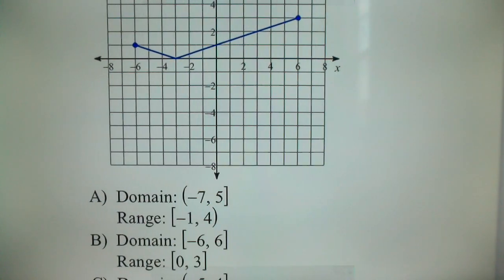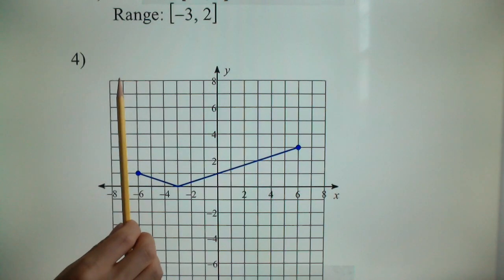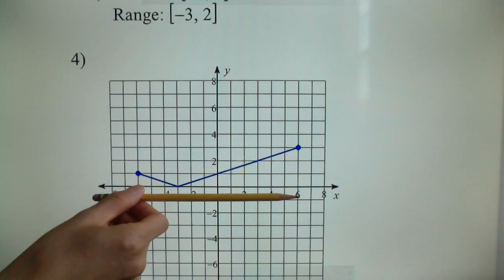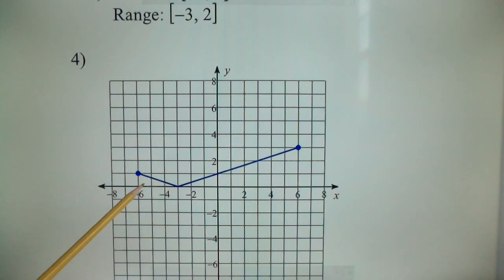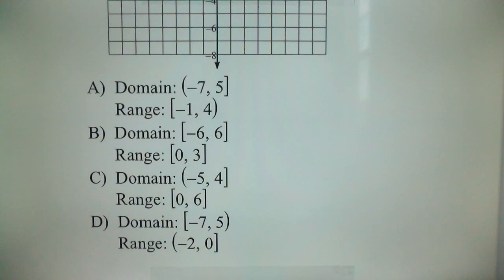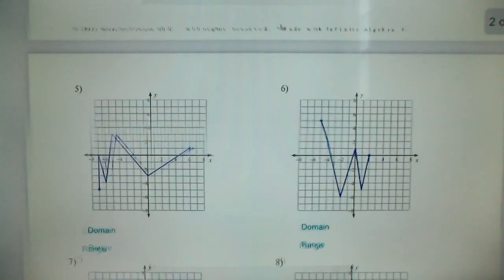Let's move on to the next number. So this will be -6 to 6, both closed, and 0 to 3, both closed. So the answer is B. Okay, let's move on to the next page.